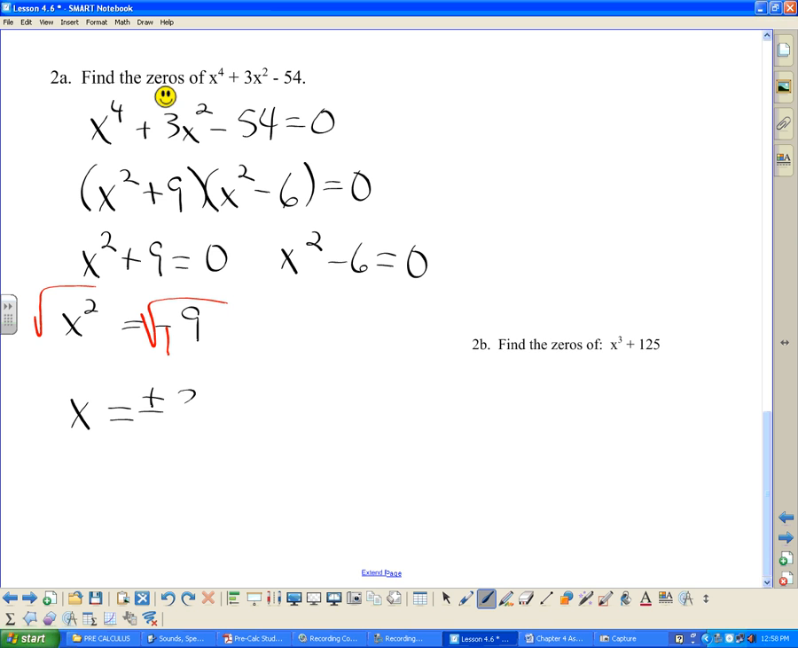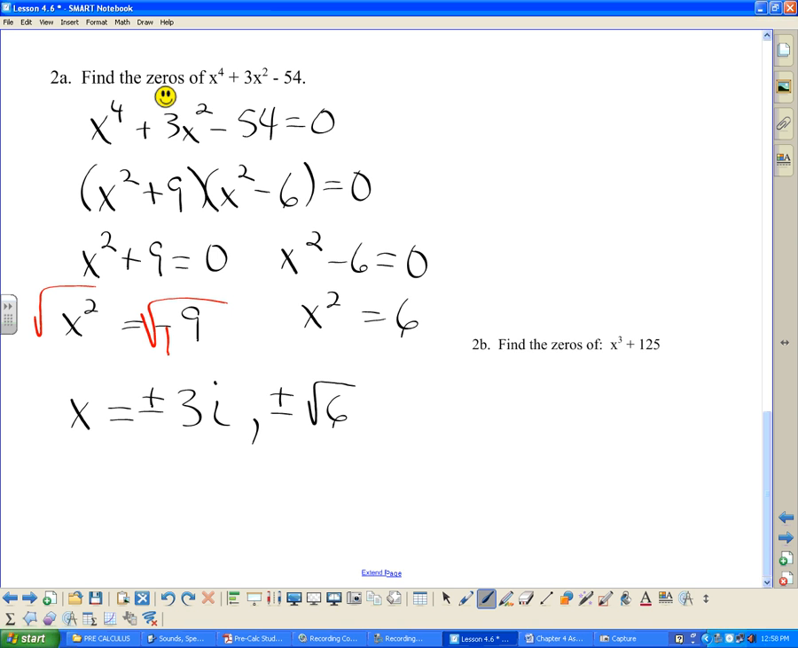Square root of 9 is 3. Square root of negative 9, then there's that i coming into play again, which we've been using in the last couple lessons also. And for the other part, x squared then equals 6. So we take the square root there, and we get plus or minus the square root of 6. And then we've just solved that one.